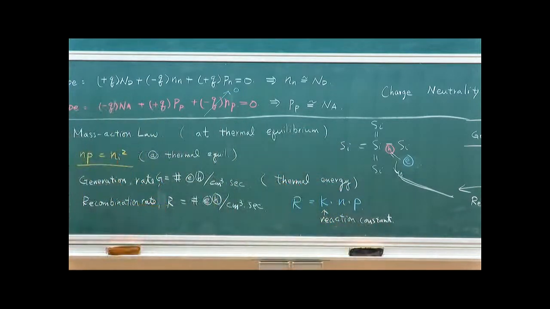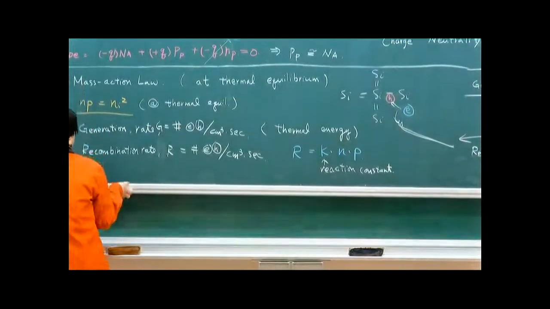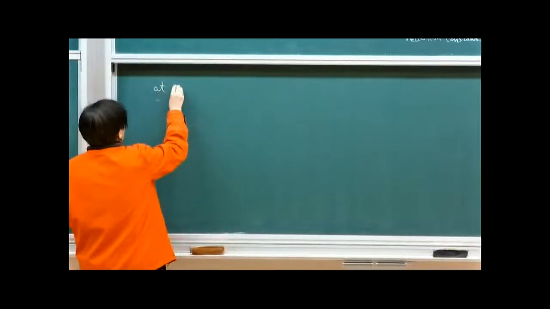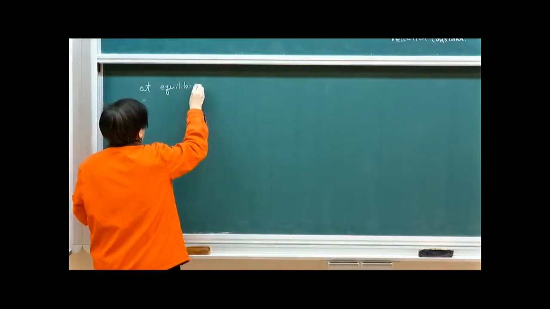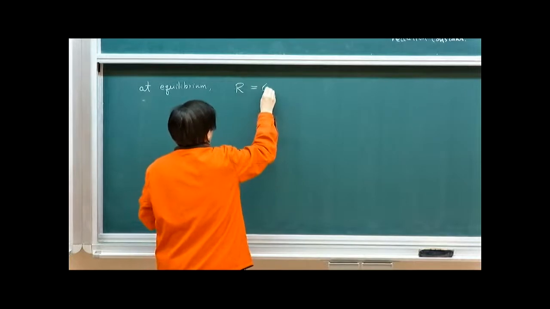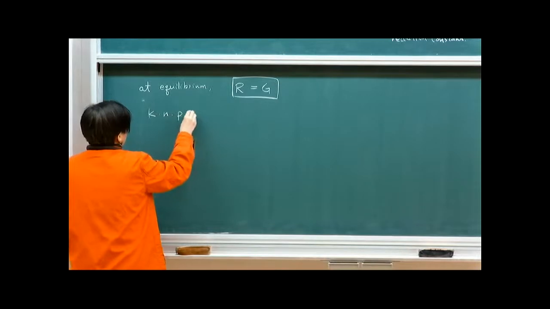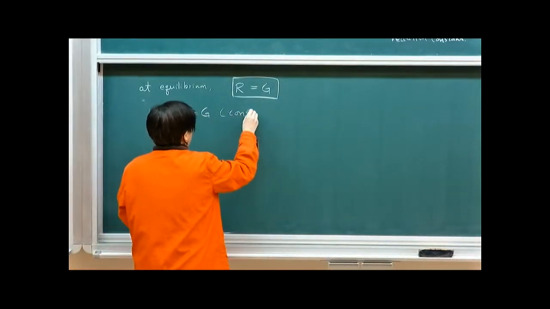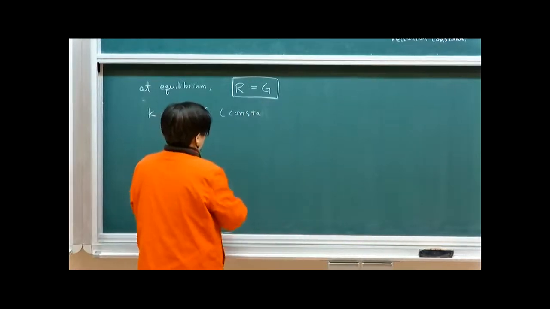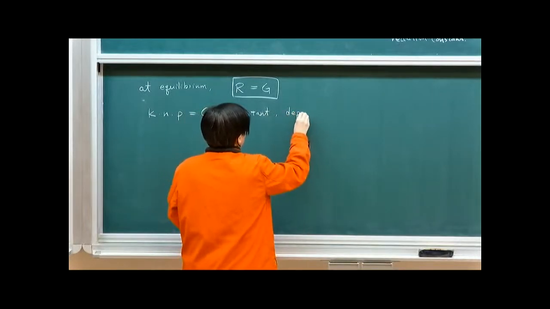Okay? So at thermal equilibrium, what does equilibrium mean? It means that there's no more addition of electrons and it has reached a balance. The amount of generation should equal the amount of recombination. Because generation comes from thermal energy, under a certain fixed temperature the generation rate should be fixed and the same independent of material. Therefore, you get K times N times P equals G. G is a constant, and it only depends on temperature.